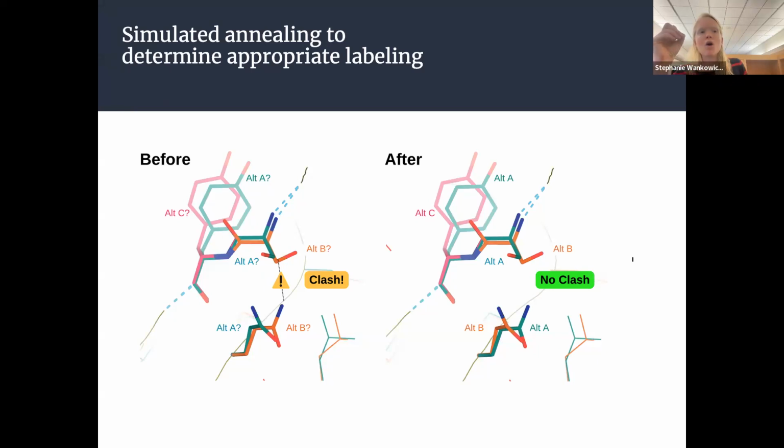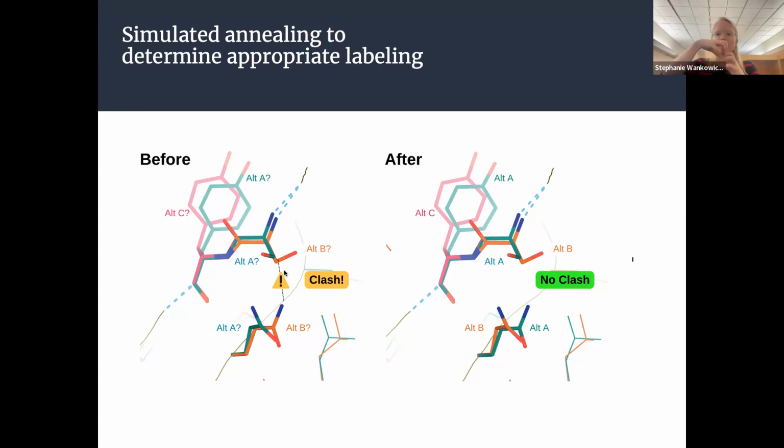Then from there, the backbone is all set up, but what we finally finish this with is a simulated annealing step, which determines the appropriate labeling. What protein models have is that if you have an alternative conformer B and another B, they can see each other in the model. They can clash. They physically cannot both fit in that space. But if you have an alternative conformer A on one side and an alternative conformer B on the other side, they now cannot see each other. As long as their occupancies are not adding up to more than one, meaning they're not existing at the same time, they're allowed to take up the same space.